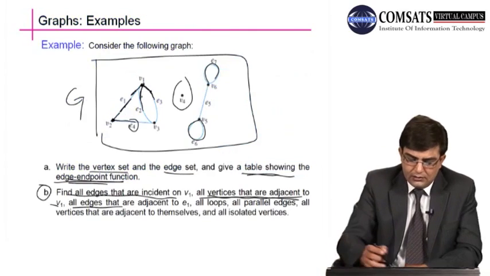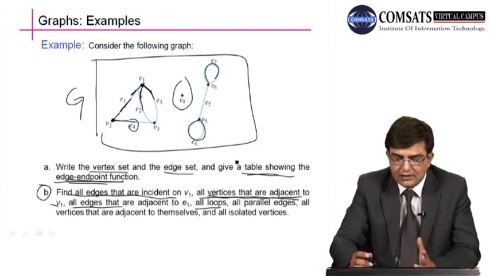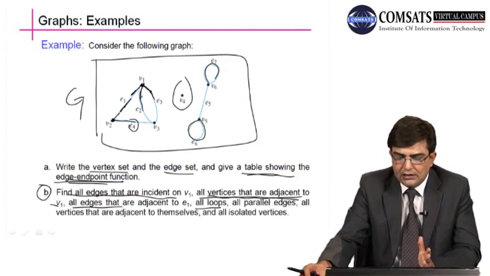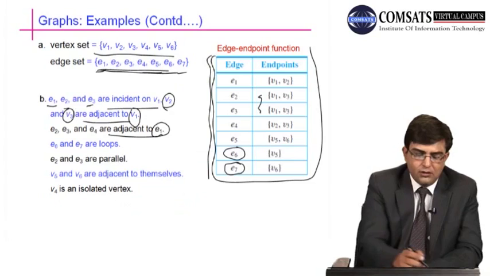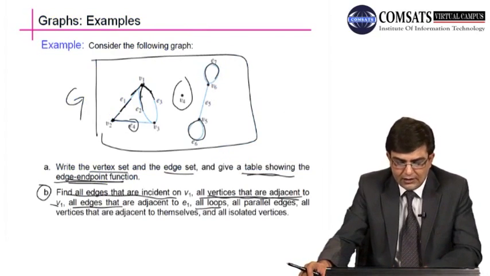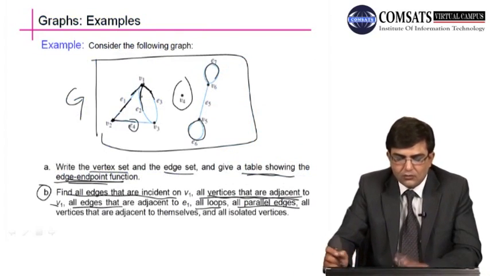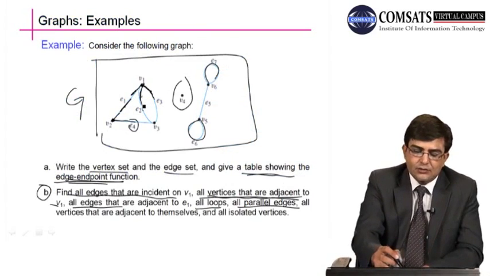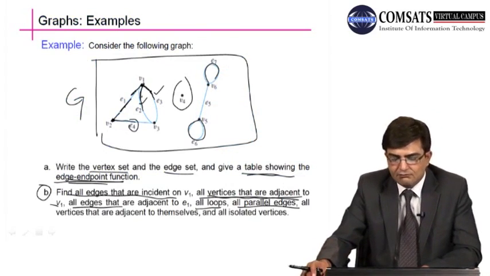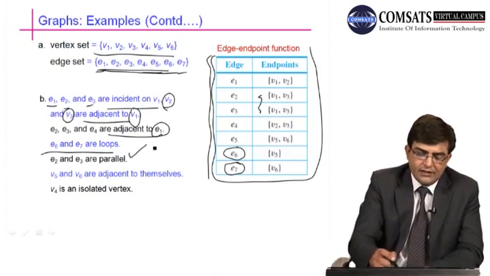Next, all loops. What are the loops in this graph? E6 and E7 are loops. We can see it. We can reply to this question immediately by seeing the graph. Now all the parallel edges. What are the parallel edges here? These two, E2 and E3, are parallel edges because they have the same endpoints. So E2 and E3 are parallel edges.